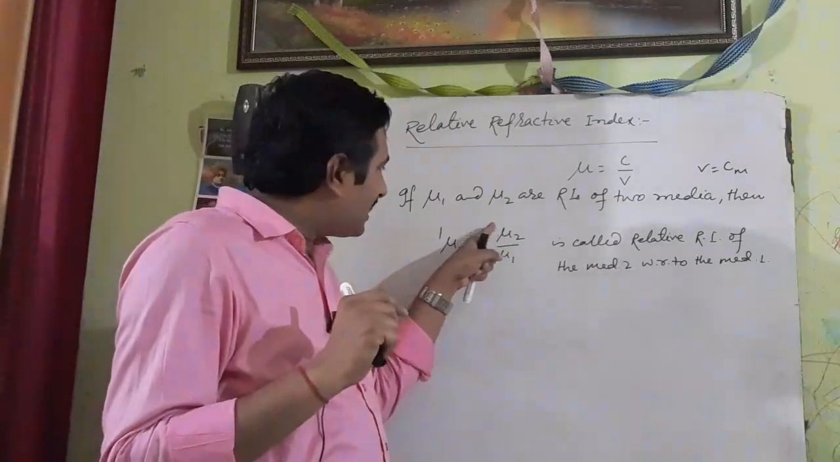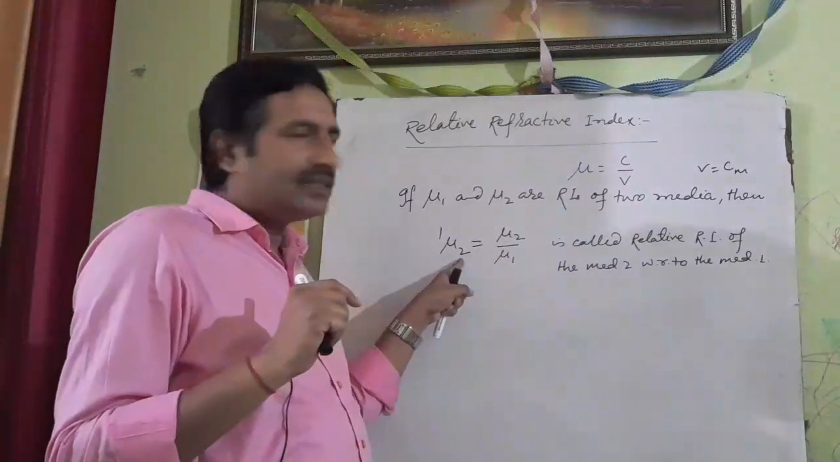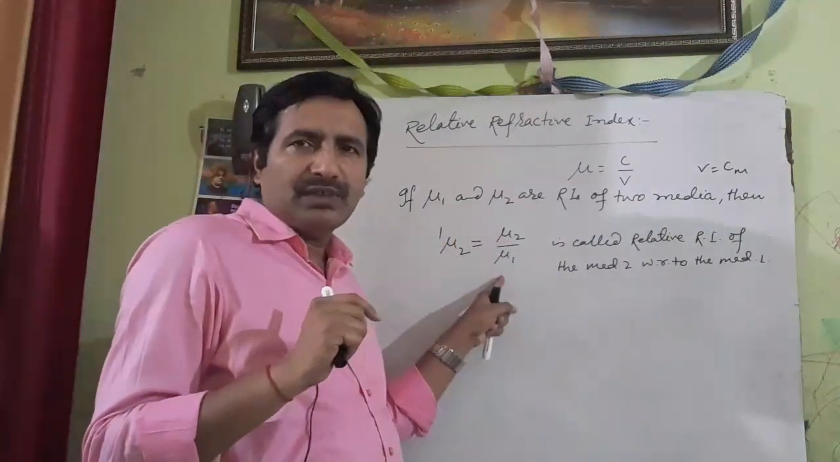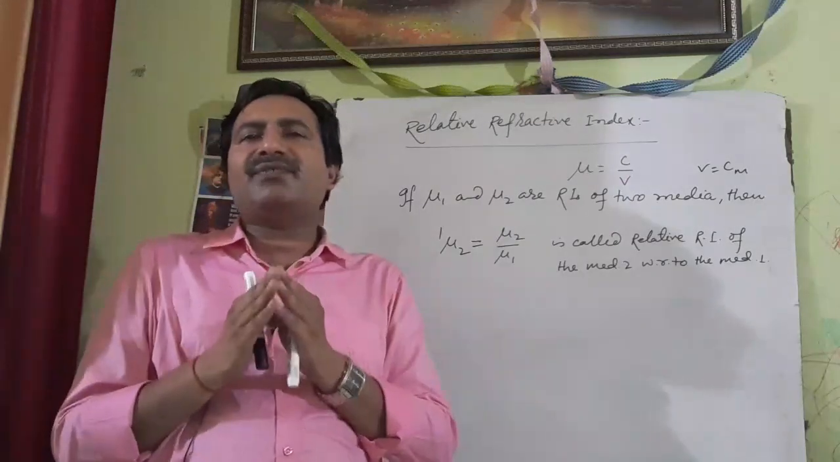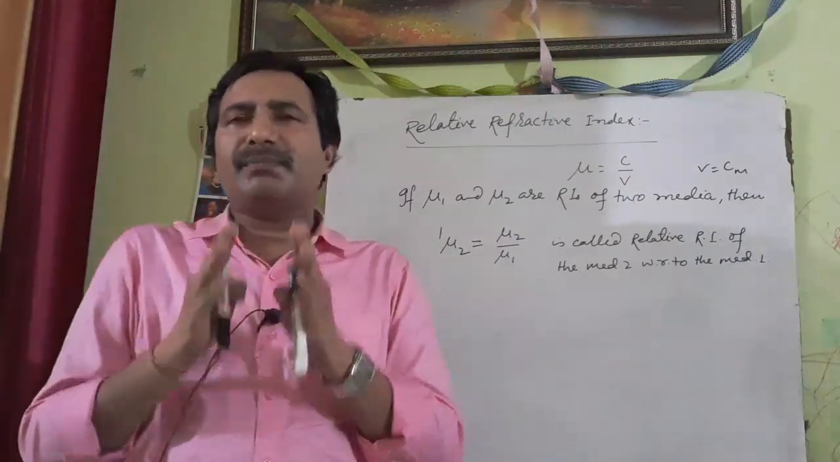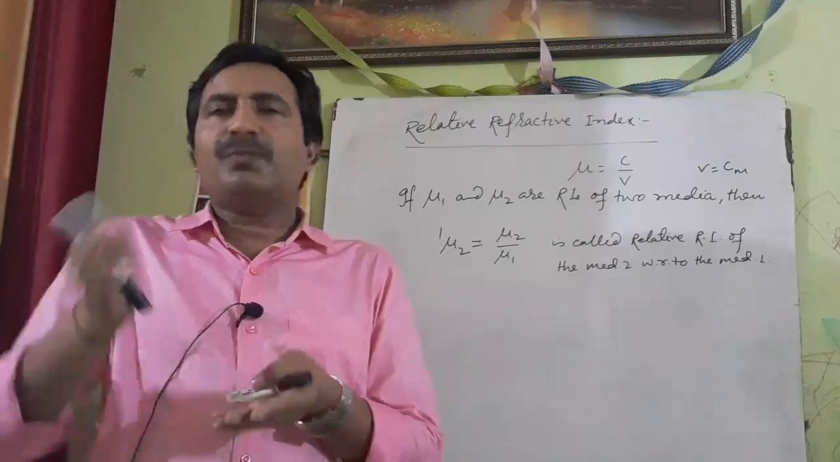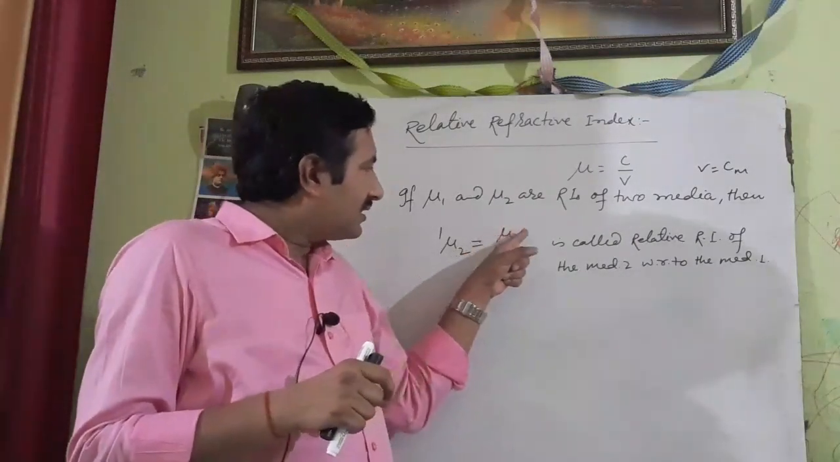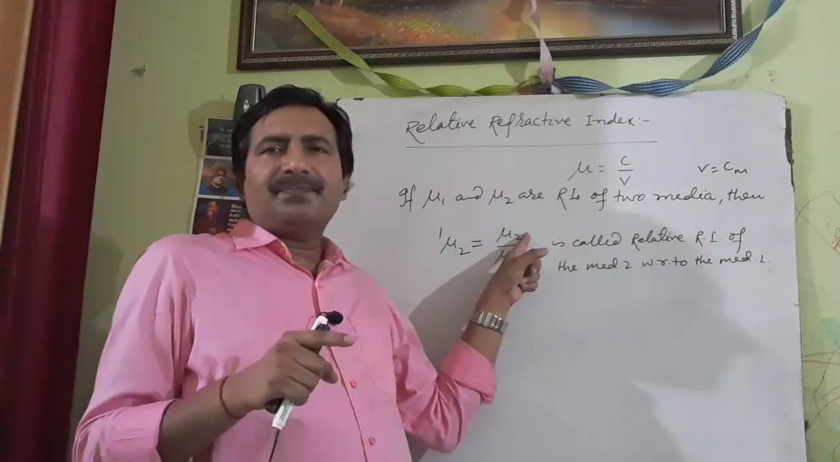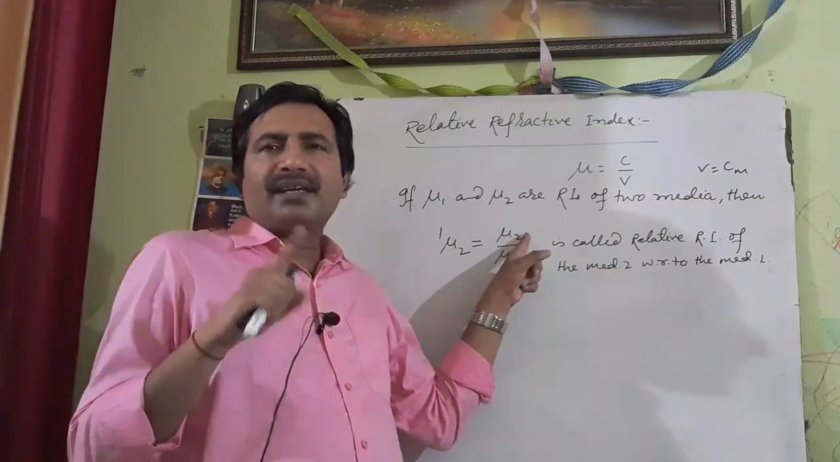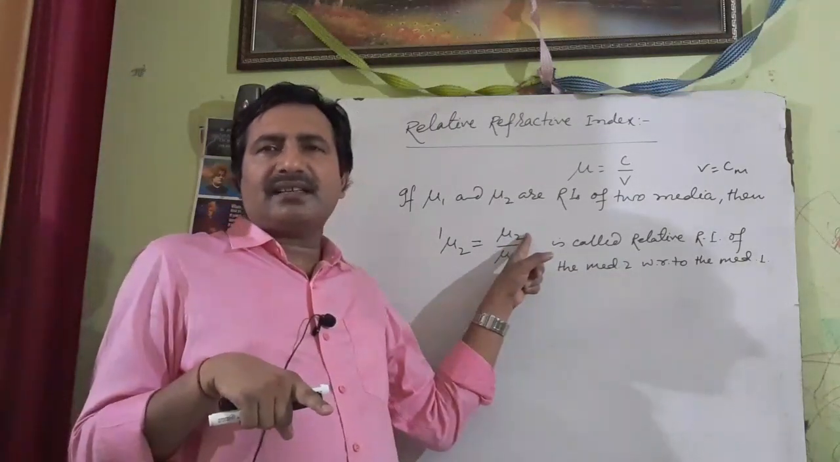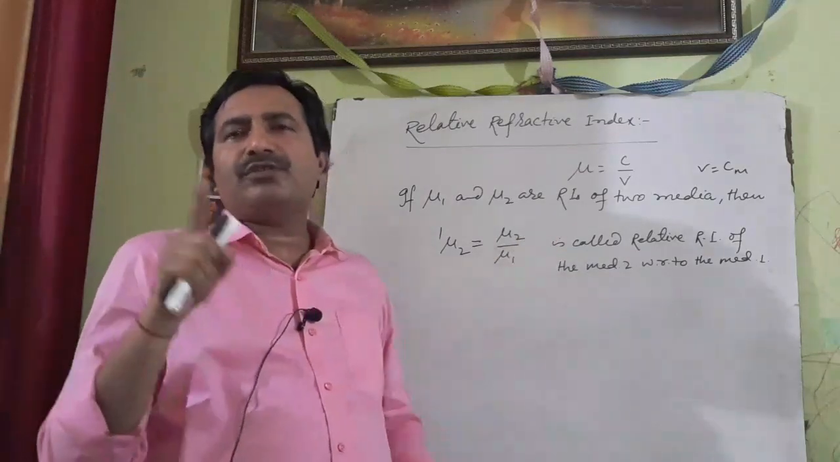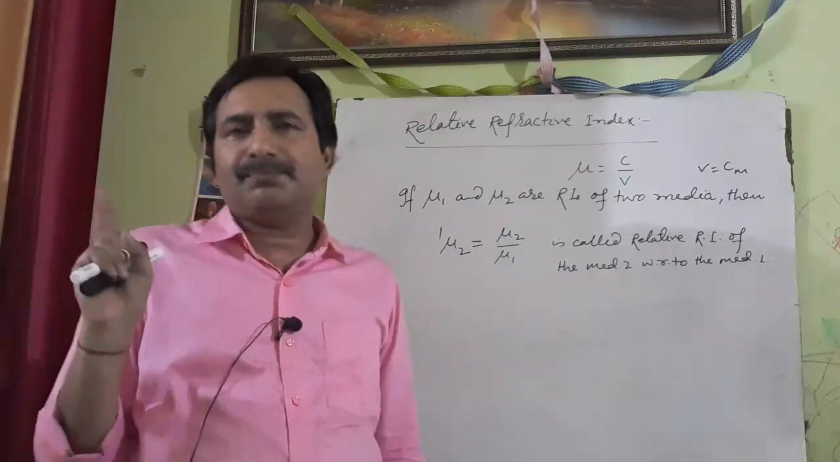If it is written 2mu1, then it will become mu1 by mu2, meaning the relative refractive index of the medium to be determined is taken as the ratio of its absolute refractive index to the absolute refractive index of the other medium.